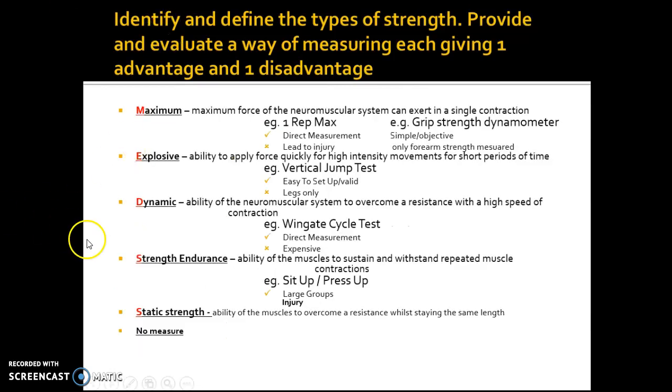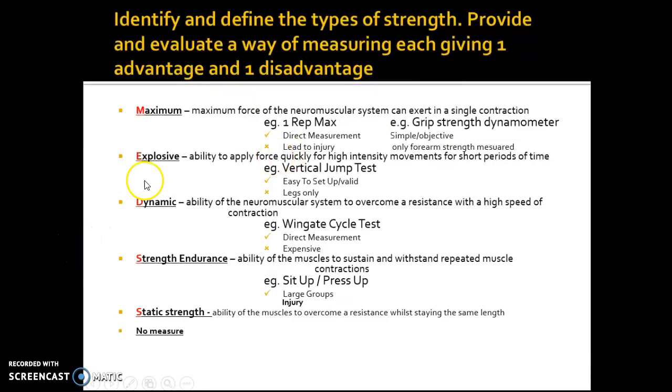So going on then, what are we looking at here? Maximum strength. That's the maximum force the neuromuscular system can exert in a single contraction. That's your definition. Then you need to be able to give ways to measure it. Now, there's two ways you can measure this. 1 rep max, which involves working up in weight until you get to the point where you can only lift 1 repetition. You should have a good rest in between each attempt to allow your PC stores to recover. The good thing about it is it's a direct measurement of maximum strength.